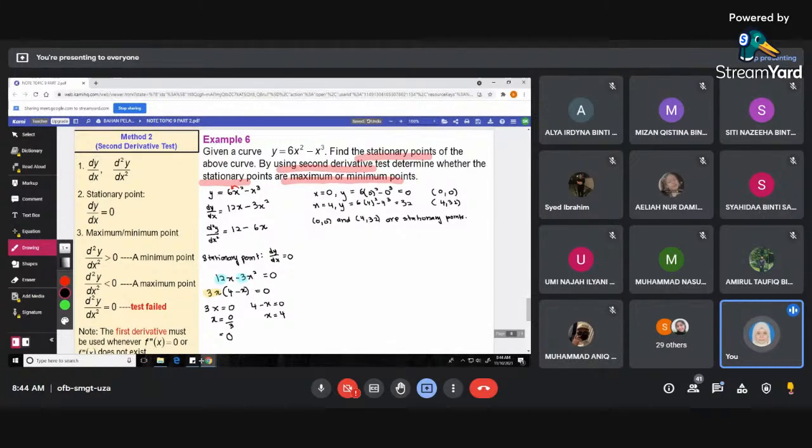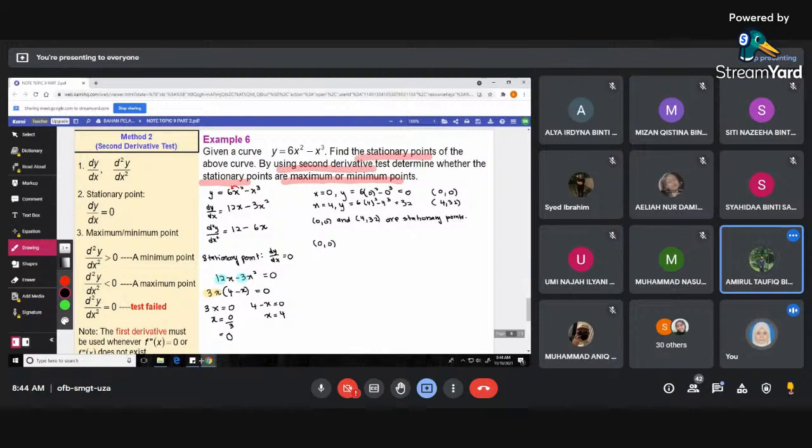Okay, lepas tu kita nak guna apa ni? Nak cari apa lagi lepas ni? Cukup ke sampai stationary point? Dia minta maximum or minimum point. Nak cari maximum minimum using second derivative test.